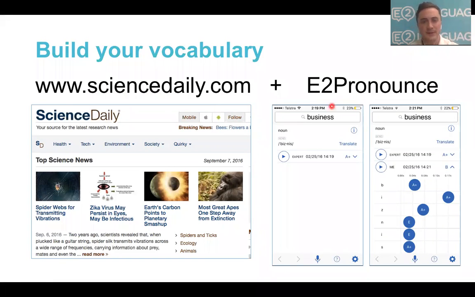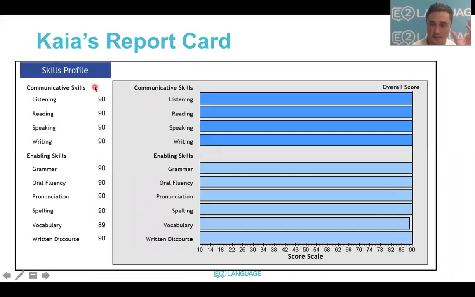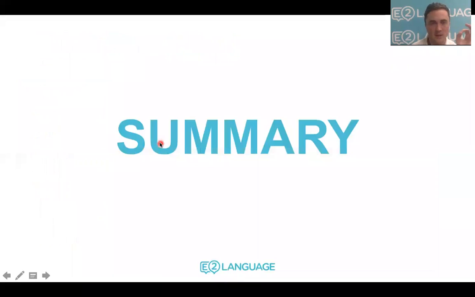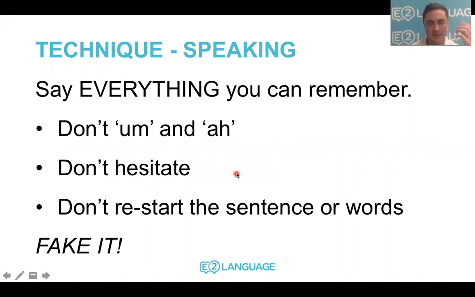It's really good. I'm going to push on. Does this technique really work? Well, here's my report card. I got 90, 90, 90, 90. Here's my colleague's report card. Kaya, she got 90, 90, 90, 90. Yes, the technique works.